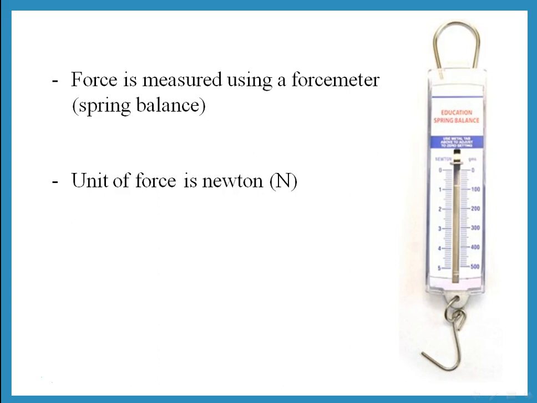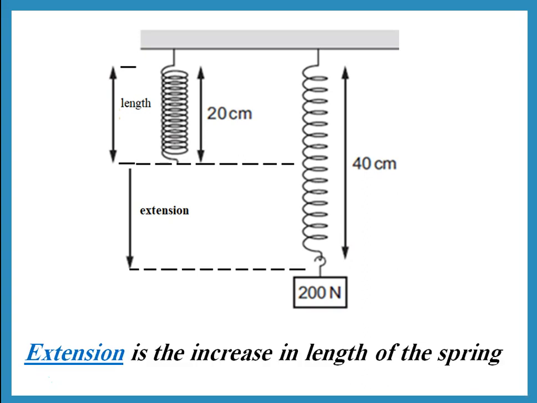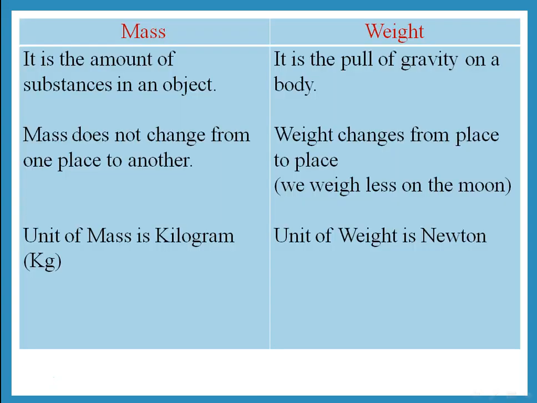So the force is usually measured using a force meter or a spring balance, and we already should know that the unit of force is newtons. Now, when we have a force on a spring, this causes an extension in the spring. The extension is the increase in length of the spring. So the heavier the object that I put, the larger the extension on the spring. And this means that what we have on the spring is actually a force.